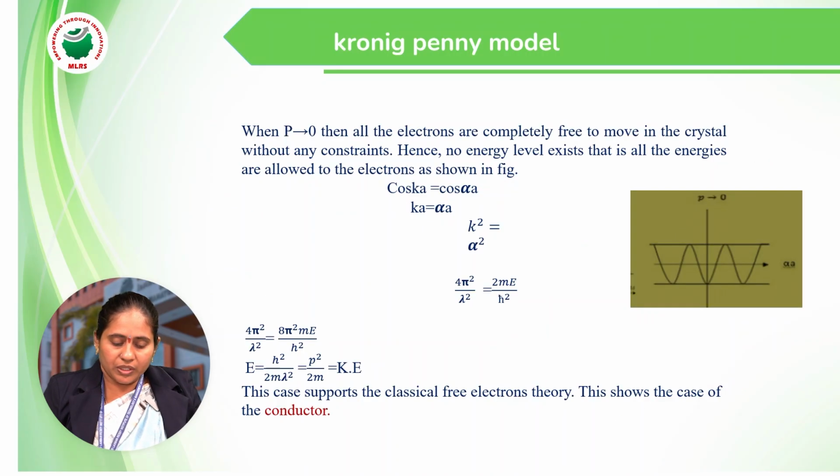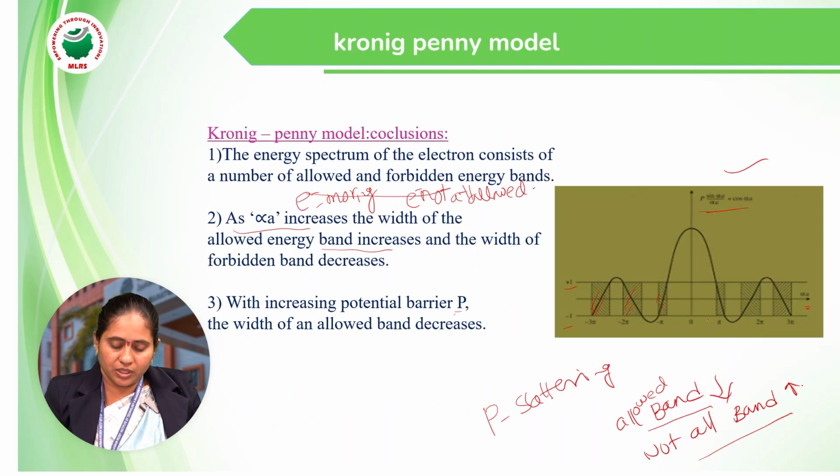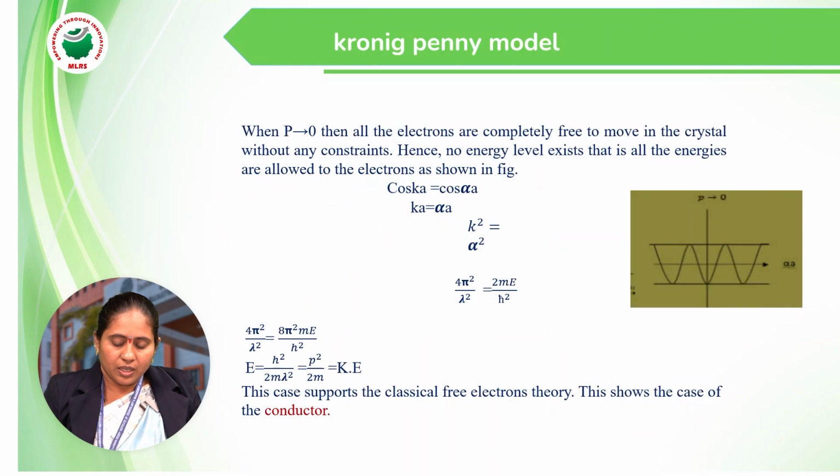So, what is the first conclusion? This is the first conclusion: as alpha A increases, the allowed band width increases and the not allowed band width decreases. And the second conclusion: here also the x-axis is alpha A, that is the energy values of the electron, and the y-axis is the scattering power, that is P. What is the range of the alpha A values? +1 to -1.